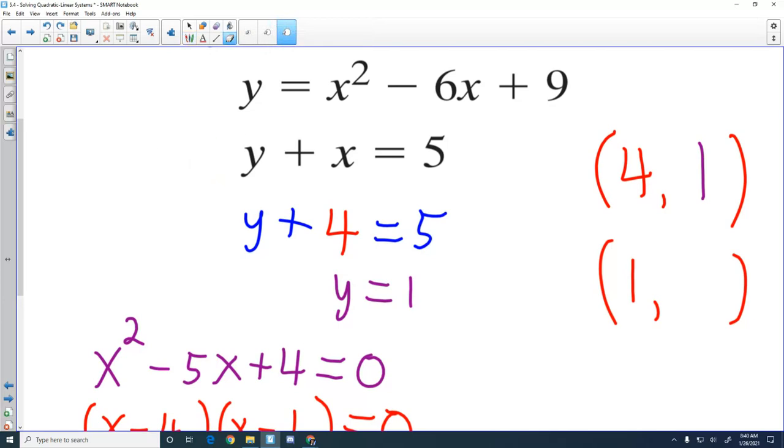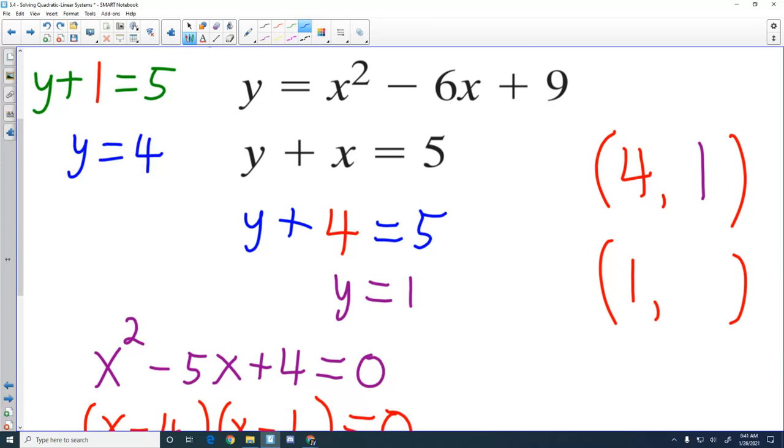I'll write it over here. So y plus x, but our x value is a 1, equals 5. I want to solve this equation for y. So let's just subtract 1 from both sides, and y equals 4. So right there, when x was 1, y equals 4.